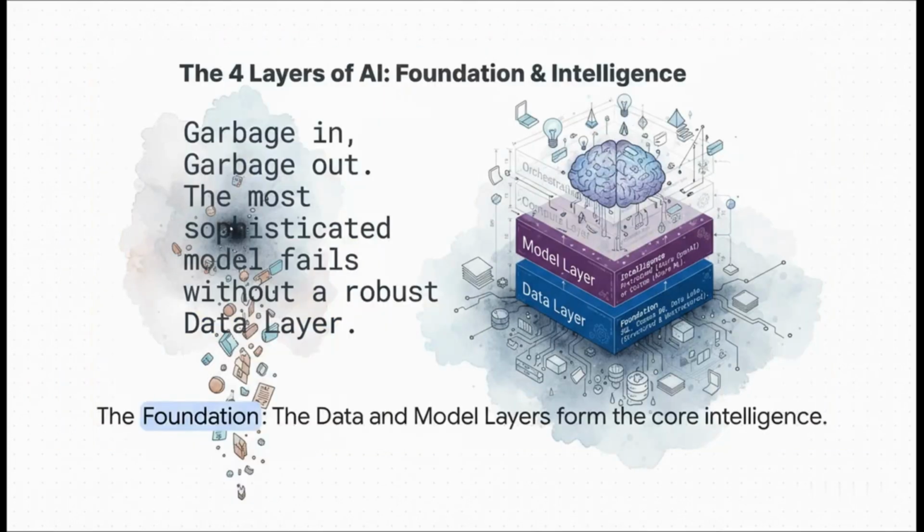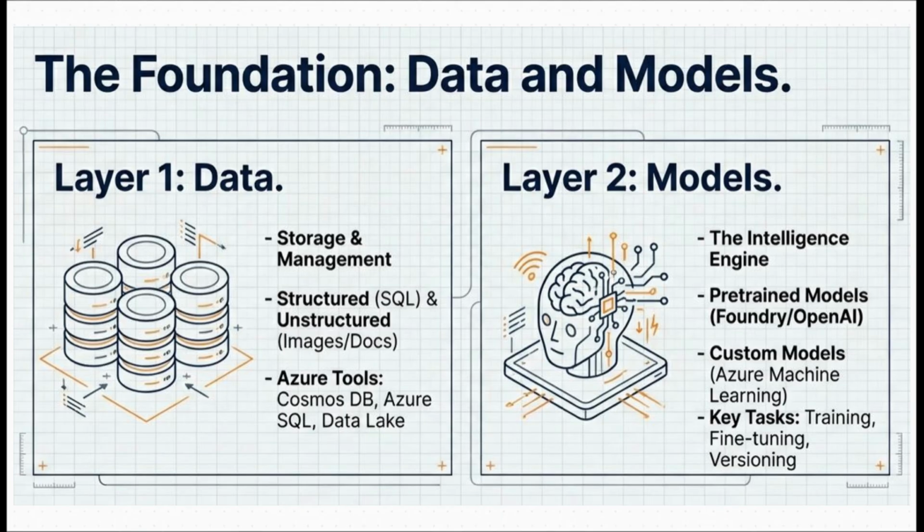Let's start building our AI app right from the ground up. The absolute foundation is the data layer. This has everything from your structured databases to your unstructured images. And you've got to remember the old saying, garbage in, garbage out. Without a solid, clean data layer, your AI model is just going to fail. Now, sitting right on top of that is the model layer. This is the brain of the whole operation. It's where you select, train, and deploy your AI models.